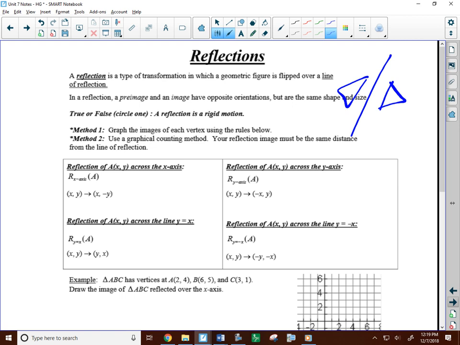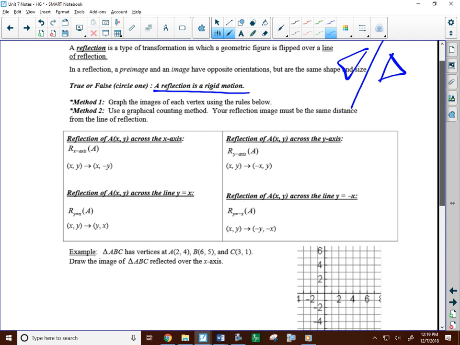Take 10, 15 seconds. Again, circle true or false. A reflection is a rigid motion. True or false? You said true? Yeah. Sorry, it's true.